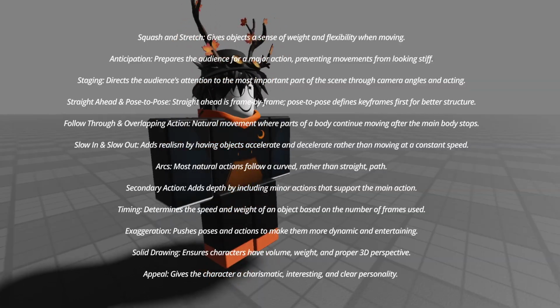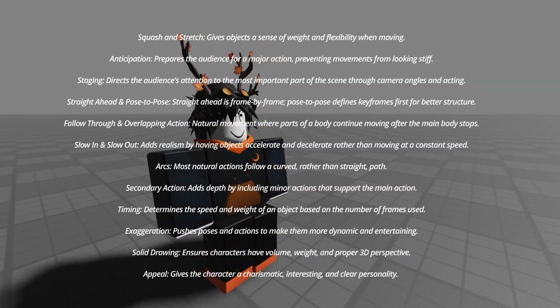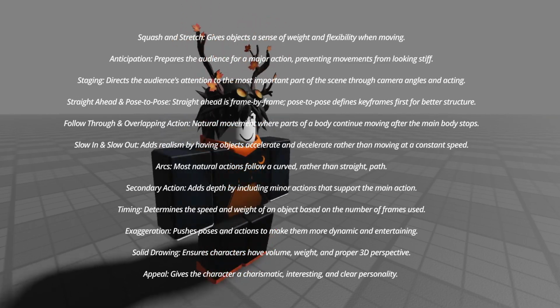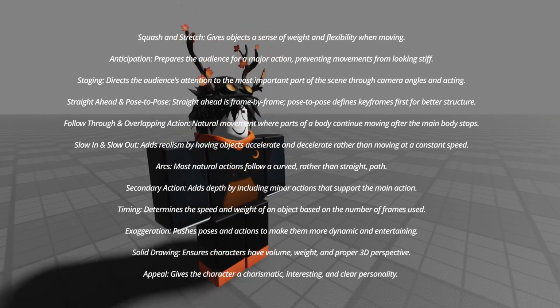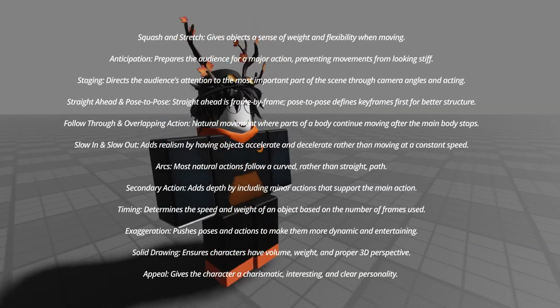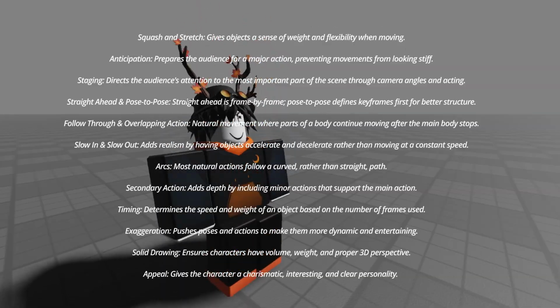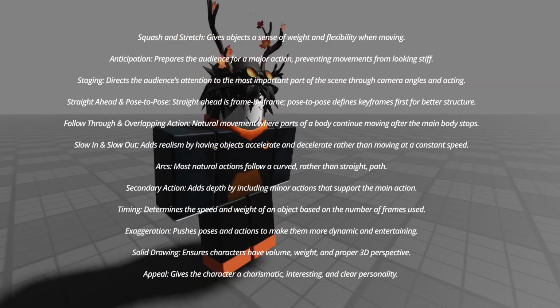Anticipation prepares the audience for major action, preventing movements from looking stiff. Staging directs the audience's attention to the most important part of the scene through camera angles and acting. Straight ahead and pose to pose. Straight ahead is frame by frame animating, and pose to pose defines keyframes first for better structure. Follow through and overlapping action: natural movement where parts of a body continue moving after the main body stops. Slow in and slow out adds realism by having objects accelerate and decelerate rather than moving at a constant speed.